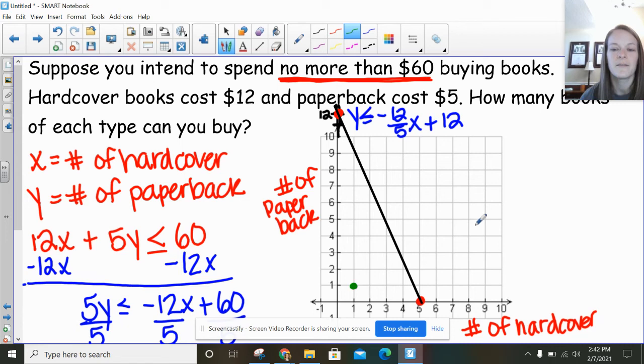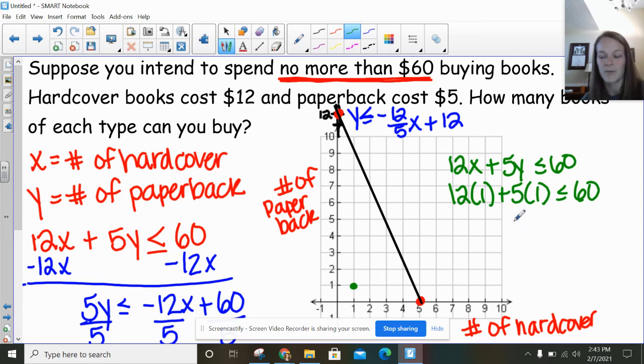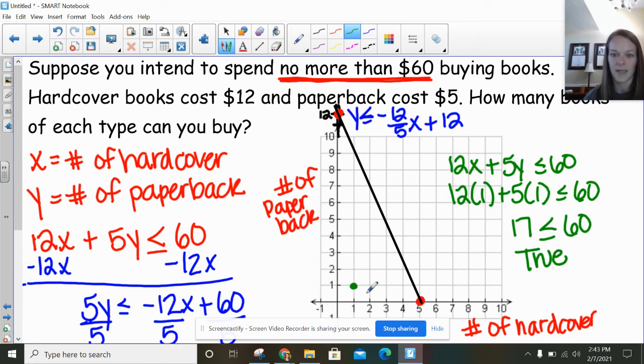Okay. So that's kind of easy to think about it this way. So I'm actually going to plug it back into my original one this time. So 12x plus 5y is less than or equal to 60. So 12 times 1 plus 5 times 1, is that less than or equal to 60? Well, that's just 12 plus 5, which is 17. Okay, that is definitely true. And so hopefully you realize, like, if I just buy one hardcover and one paperback, I am definitely under $60.